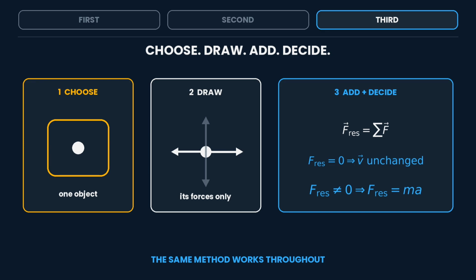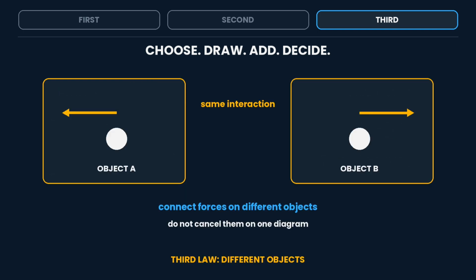Choose the object, draw only the forces acting on it, and add them as vectors. A zero resultant leaves velocity unchanged. For a non-zero resultant, use F subscript resultant equals ma. Use the third law to connect the forces on different objects, not to cancel the forces on one diagram. Next, we're going to clear up the difference between mass and weight.